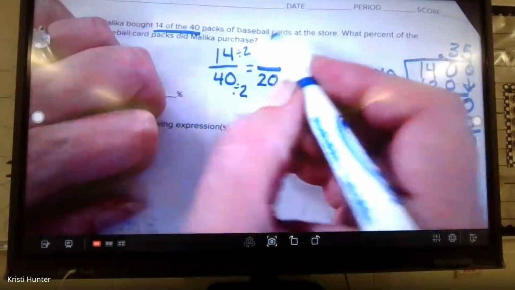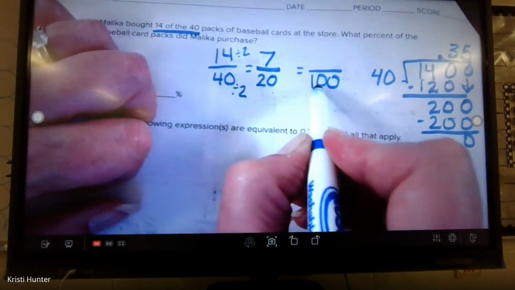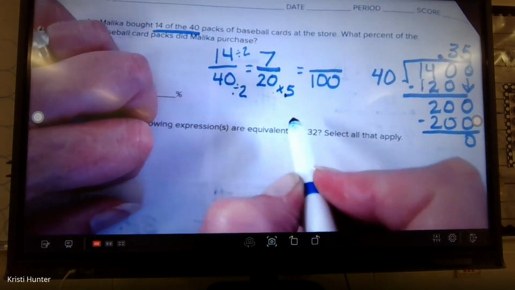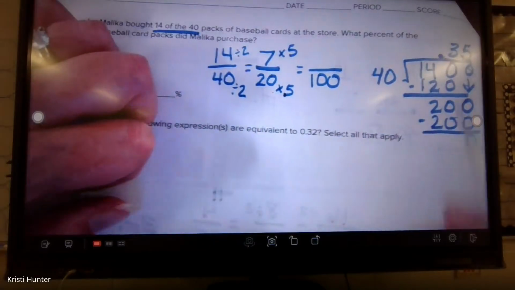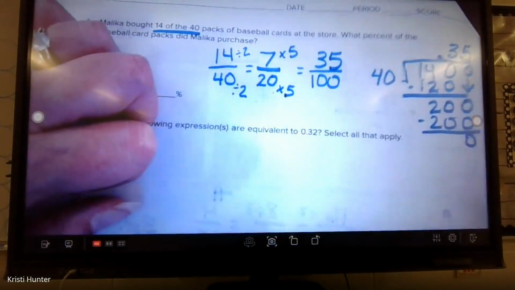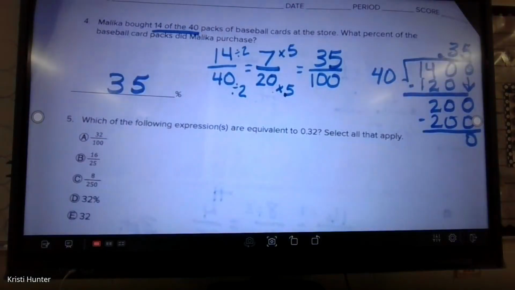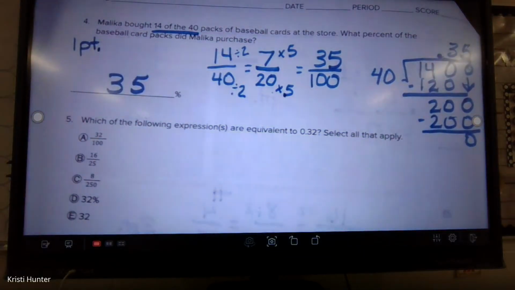All right? So half of 14 is 7. And now I can turn 20 into 100 by multiplying it 5 times. 20, 40, 60, 80, 100, which means I just take times 5 on the top, which is 35 hundredths, or 35%. Right? So all of your strategies here, any one you want to use is fine. This is worth 1 point, that you can use this strategy to get to your answer.